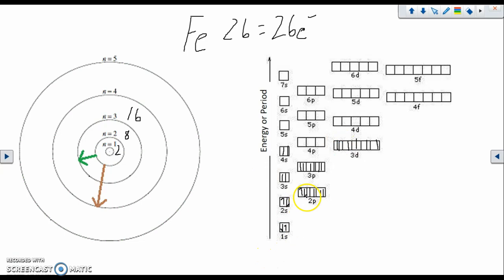1, 2, 3, 4, 5, 6, 7, 8, 9, 10, 11, 12, 13, 14, 15, 16, 17, 18, 19, 20, 21, 22, 23, 24. Okay, so there are 26 electrons.